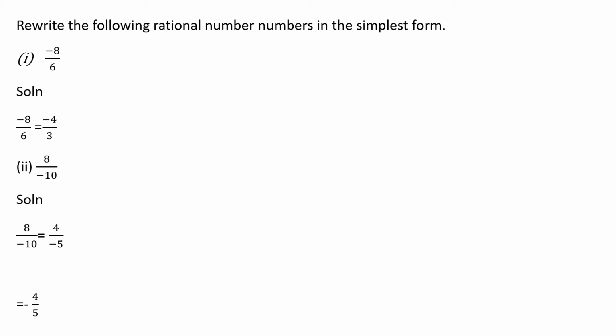Rewrite the following rational numbers in the simplest form. Simplest form means what? Other names are standard form or lowest form. So minus 8 by 6. You want to write this in the simplest form. So what you will do, you will cancel it by using the two table. 4 twos are 8, 3 twos are 6. Don't forget this minus symbol. So minus 4 by 3, right?